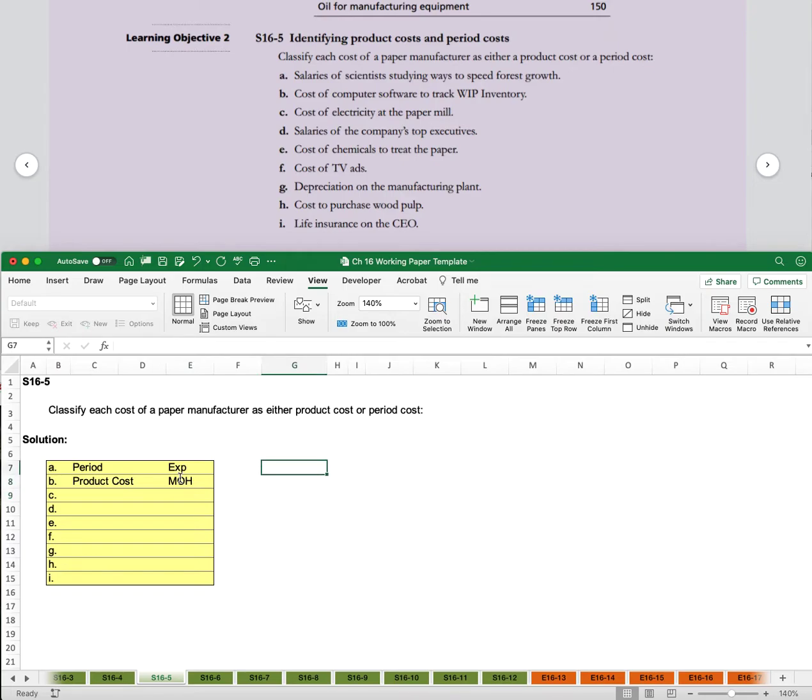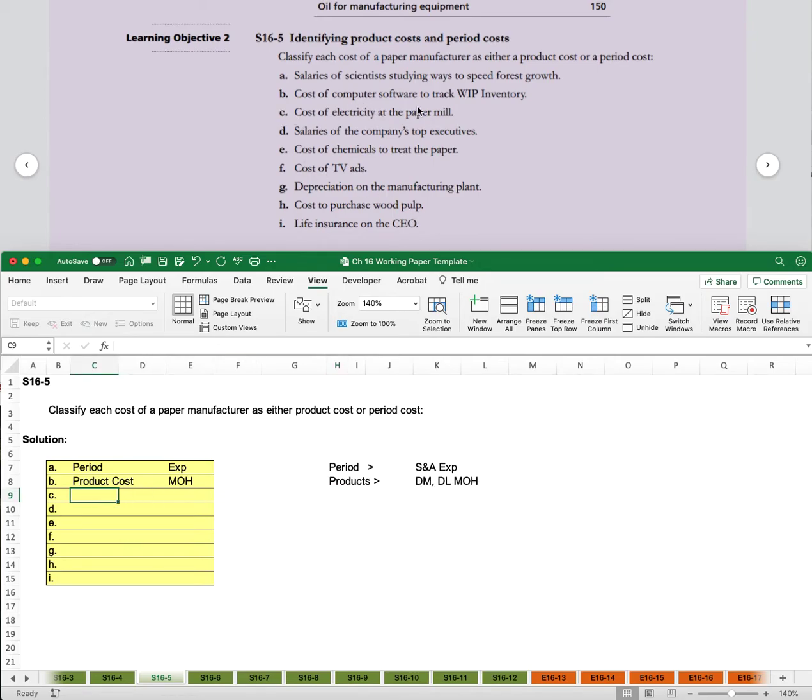And something that you might want to just note to yourself is that if it's a period cost, it has to be a selling and administrative expense. If it's a product cost, it has to be direct materials, direct labor, or manufacturing overhead. So if you label it as period, you cannot then continue to label it as materials, labor, or overhead. It has to be the selling administrative expense. And vice versa, if it's a product cost, it has to be one of these three.